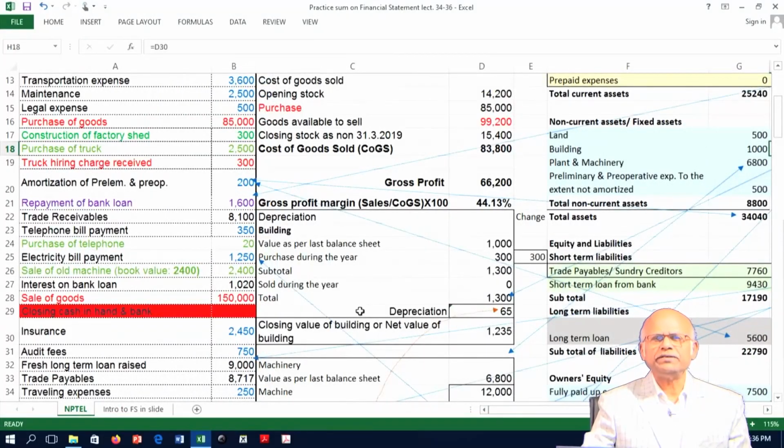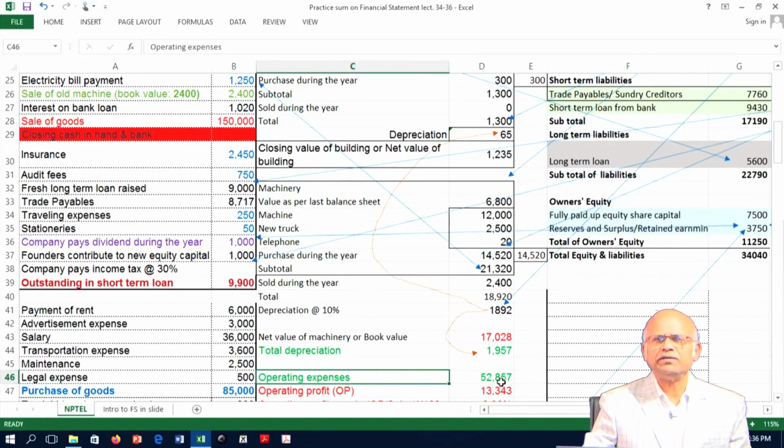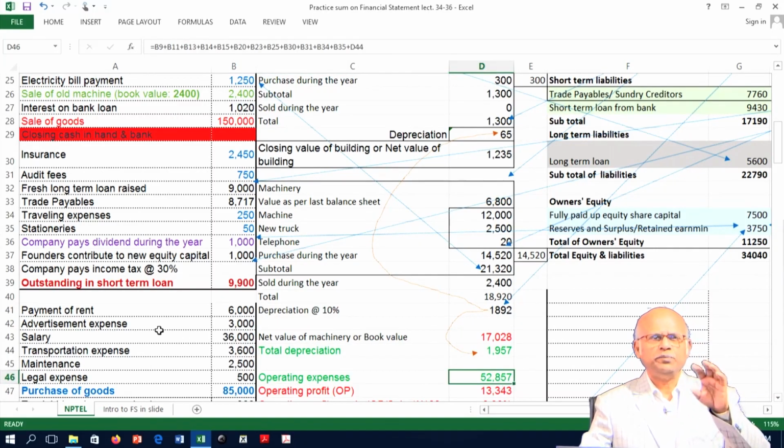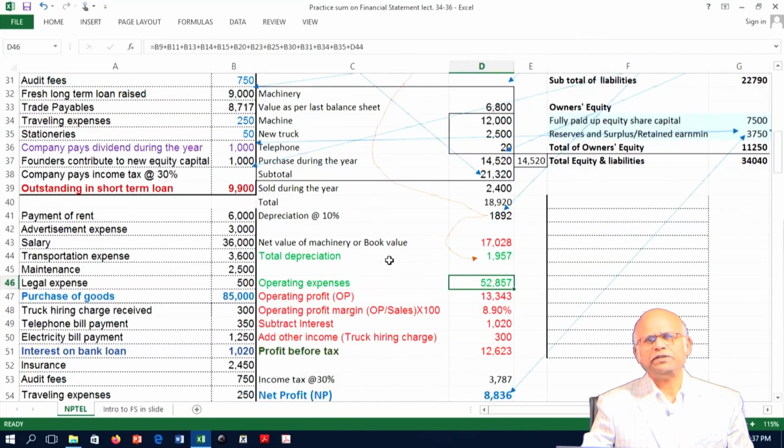Then we estimate the operational expenses. Here it is, and we pick up the sales from here. You can see the formula, and all items have been covered including depreciation and amortization. So, we get operating profit. We deduct operating expenses from gross profit to get operating profit, and in the same manner operating profit divided by sales is the operating profit margin.